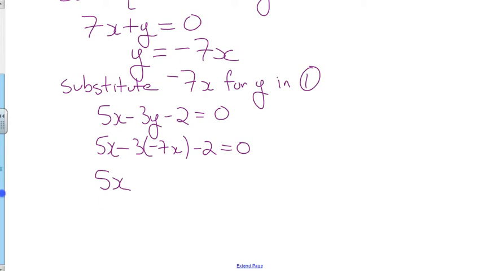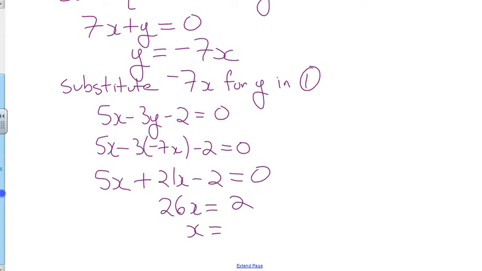All right, what do we got next? 5x plus 21x minus 2 equals 0. So what do you got? 26x equals 2. What's the exact value for x?